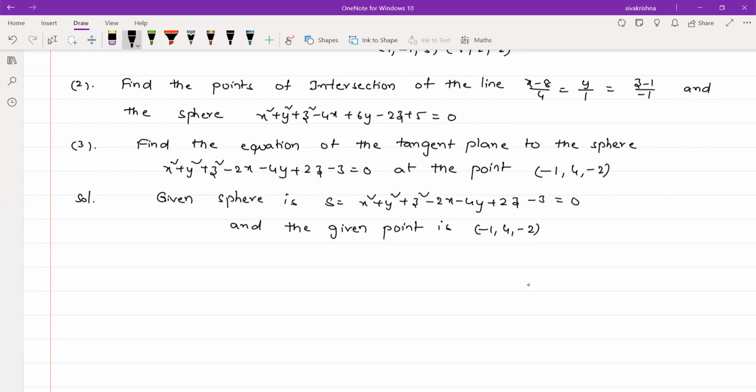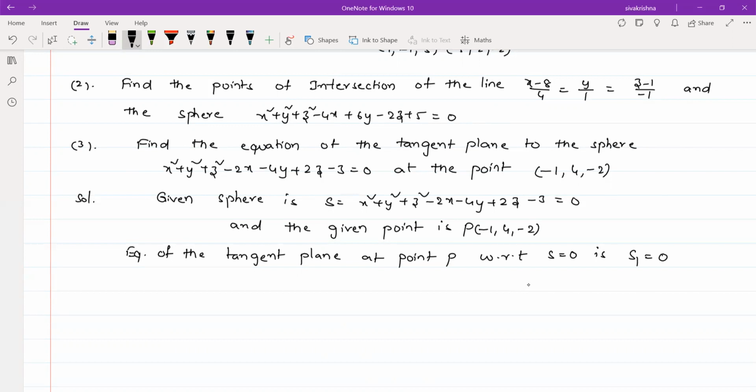Now I am writing straight away the formula for the equation of tangent plane. Equation of the tangent plane at a point P, you have to name this point as P, with respect to sphere equation S = 0 is S1 = 0.